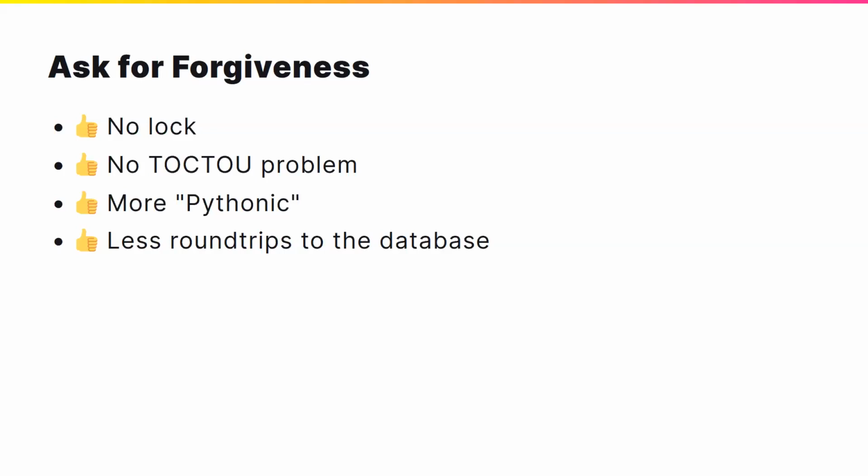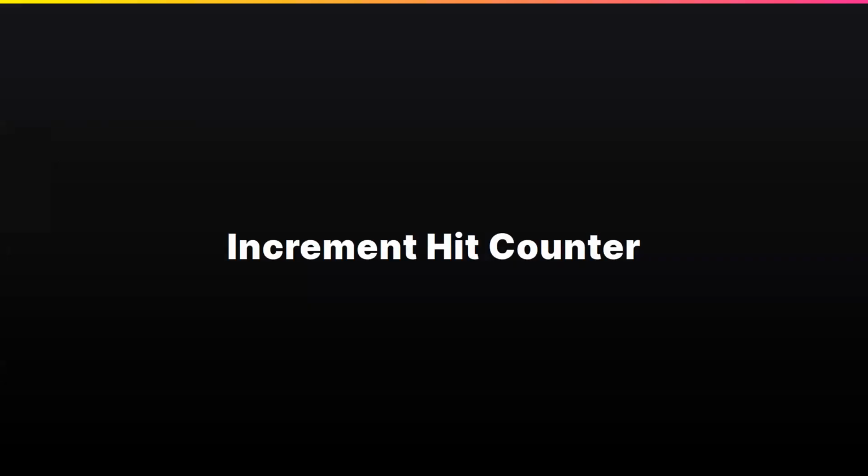And another benefit that we haven't discussed is that we now make fewer round trips to the database, right? Before we had to check and then we created the object. Now we just create the object. And if it doesn't fail, then we made just one round trip to the database to create the short URL, okay? So fewer round trips to the database.